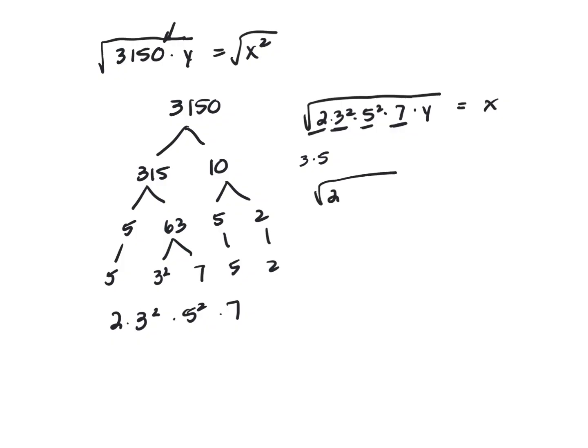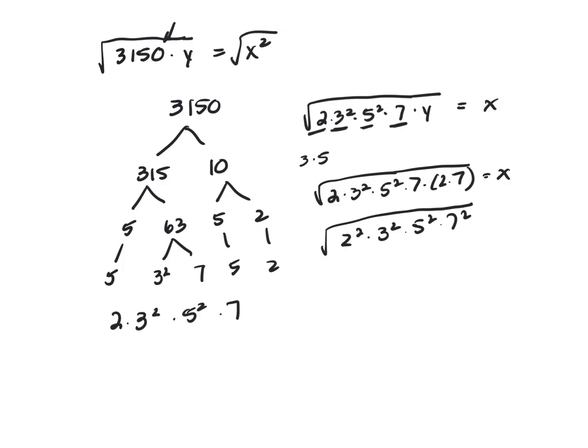So watch. Bring down the 2, 3 squared, 5 squared, 7. And I'm going to make y 2 times 7, because then that gives me 2 squared, 3 squared, 5 squared, 7 squared, and I can take the square root. So I want y to equal 2 times 7, which is 14.